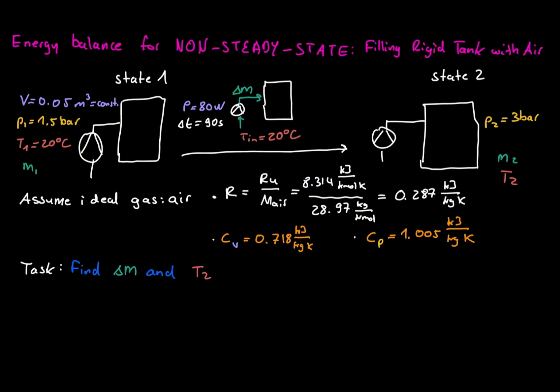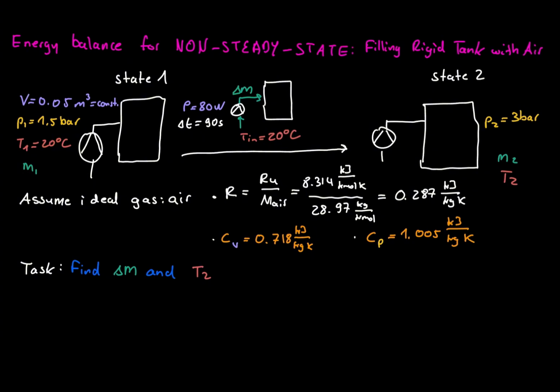We have a rigid tank that is being filled with air using a compressor. Initially, the tank contains air at a certain pressure and temperature. Then, over some time, more air flows into the tank, and at the same time, the compressor adds energy. At the end, the pressure inside the tank has increased, and we want to find two things: how much mass entered the tank and what the final temperature is.